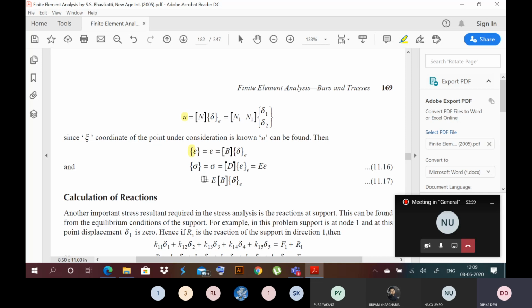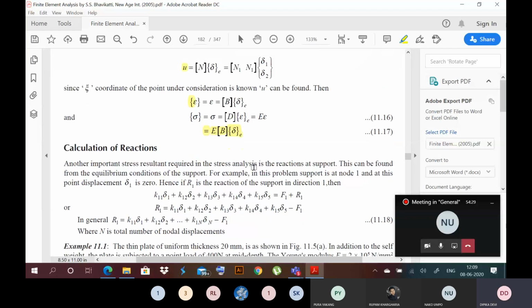Once you know the value of strain, you can find out the value of stress. Stress will be equal to E into B into delta, because stress is equal to C into epsilon. I have used E in place of C, that is E into epsilon. So epsilon is equal to B into delta. In place of delta, I have used U, so it is the same thing. That way you can extract stress and strain at any point within a given element. Wherever you need, you can find out displacement, strain, and stress using these relations.